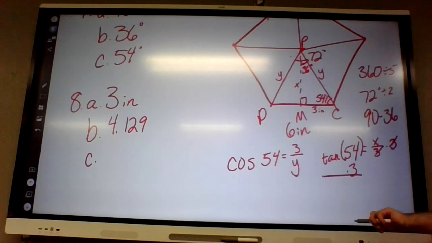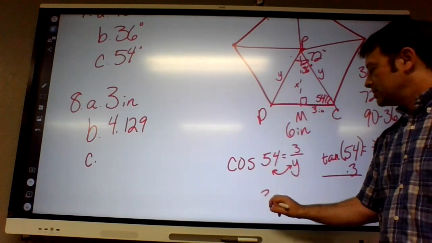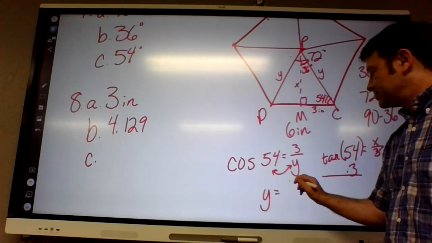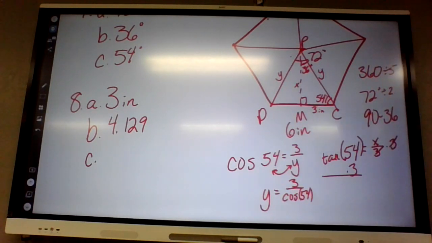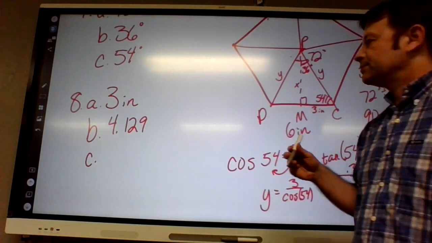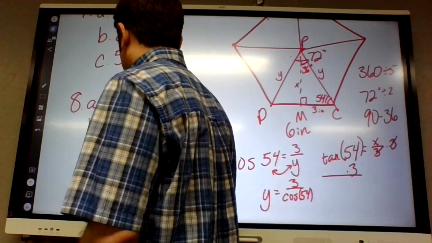And how did we do this when the y was on the bottom? Switch 54 and y. Switch thirds. So it's y equals 3 divided by cosine of 54. Okay, we'll go to 3 decimals again.